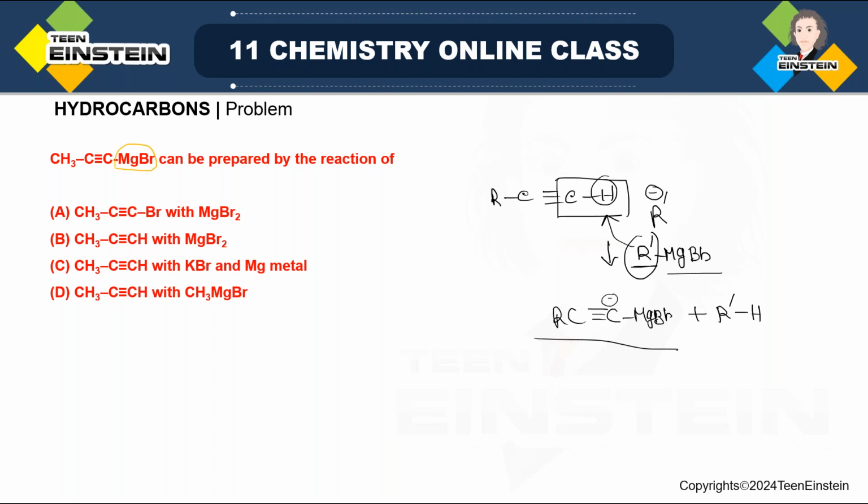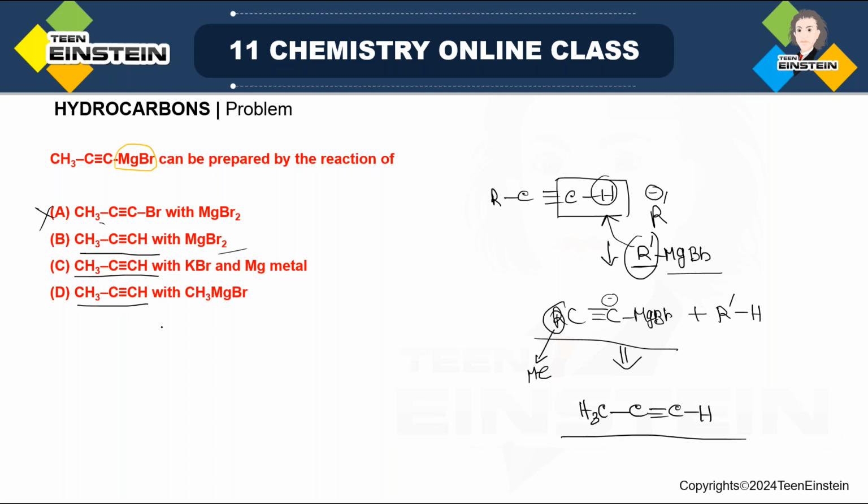So that means if you want to prepare RC triple bond CMgBr, where R group specifically is methyl, what starting material do you need if you move backward? You need CH3C triple bond CH, that must be used as starting material, right? Now, this is not present in option E, so you can cancel it. But this is present in option C and option D.